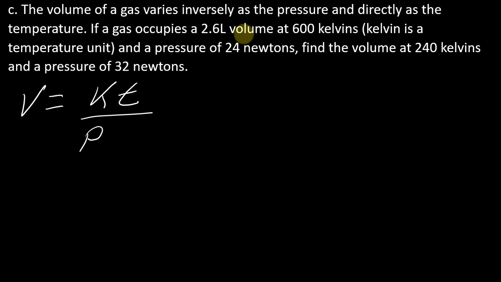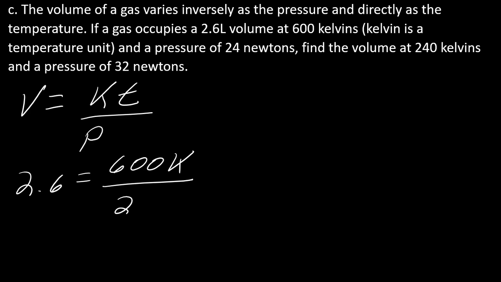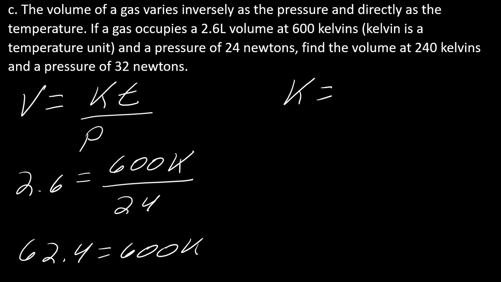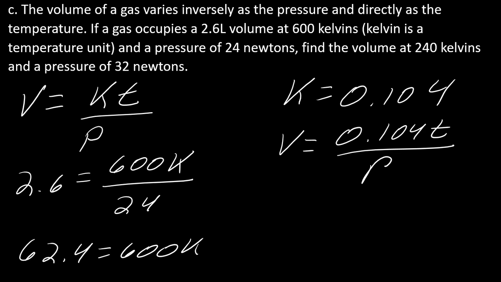Now I'm going to use all of the information in the next sentence. We have a 2.6 liter volume, the temperature is 600 kelvins, and a pressure of 24. So here's what I have to solve. I can start by multiplying 2.6 by 24 to get that 62.4 equals 600 K, and then divide that by 600. I get that K comes out to 0.104, a very small number. So now I have V equals 0.104 T over P.